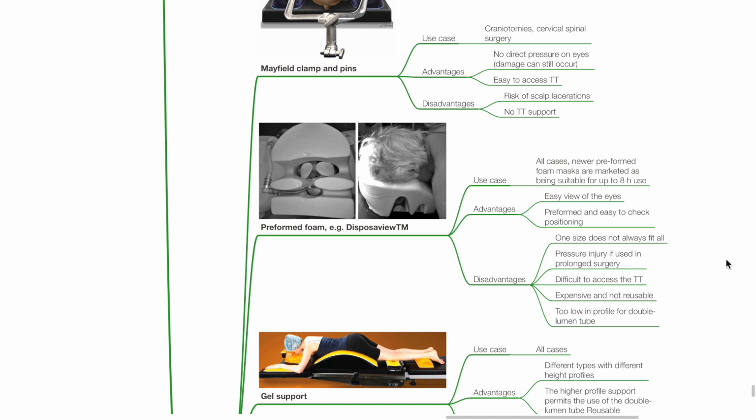Pressure injury if used during prolonged surgery. It is difficult to access the tracheal tube. It is expensive and not reusable. It has a too low of a profile for double lumen tubes.